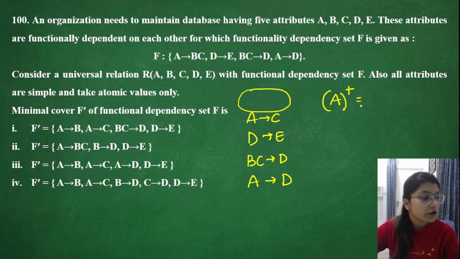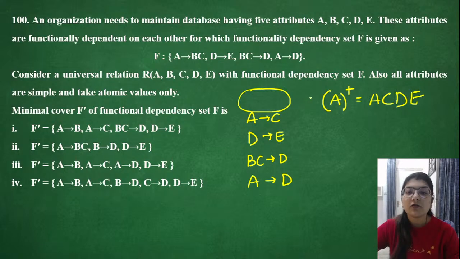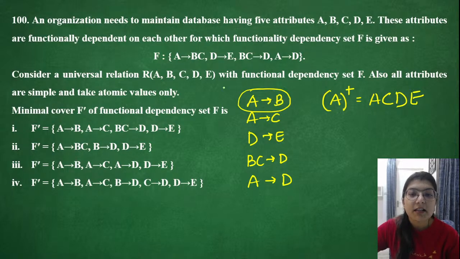So what will be the closure of A? Quickly, A itself, then A to C, then A to D, then D to E. If I do not have A determines B with me, I will not be able to find B in the closure of A. This means that A determines B is a useful functional dependency.